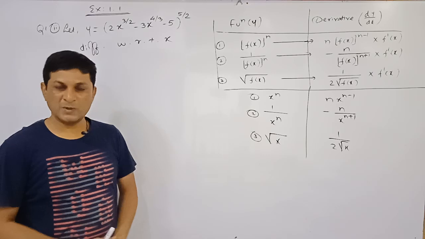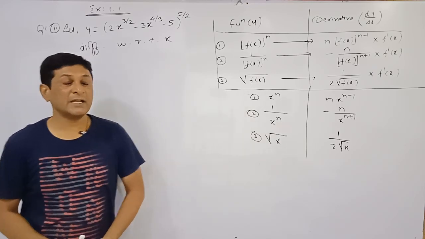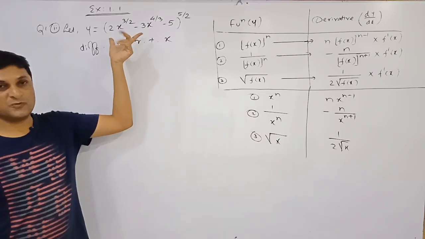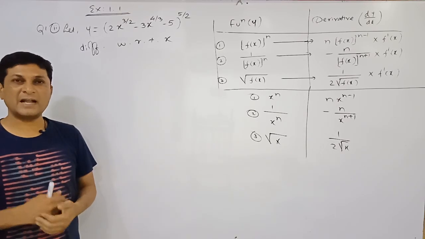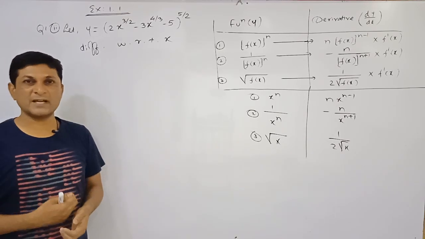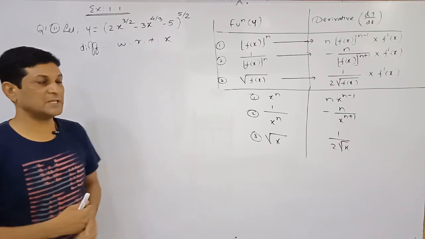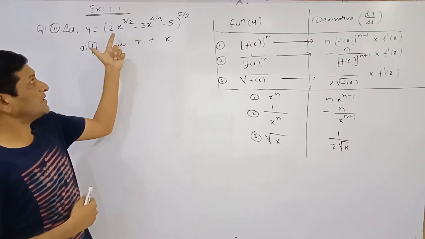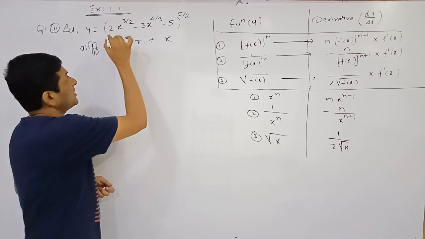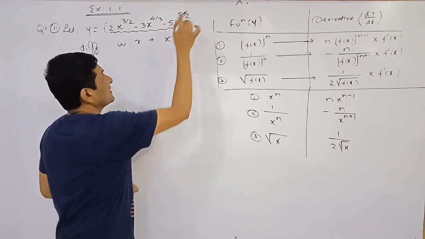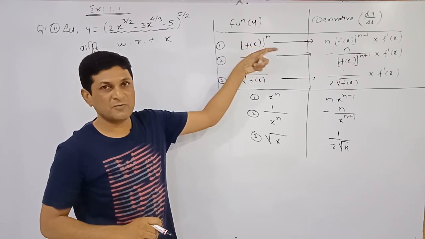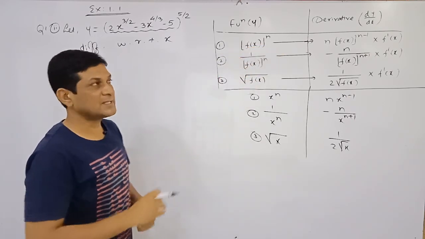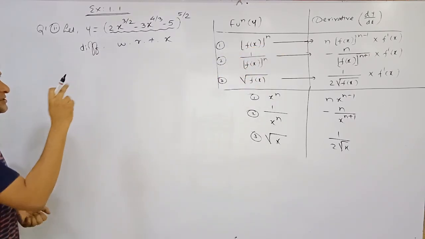Now let us try to solve example number 2. Again one function is given here. To find its differentiation, we have to observe the function and later decide which formula can be applicable to find the differentiation. Here if you observe, again the function is in the form of what? f of x raised to power n. Means again we have to apply the same formula to find the differentiation. So let us apply this formula.